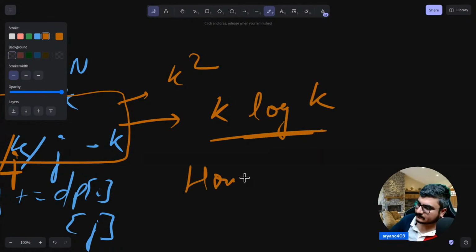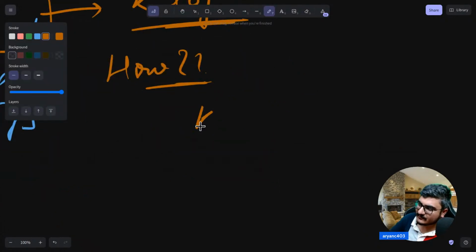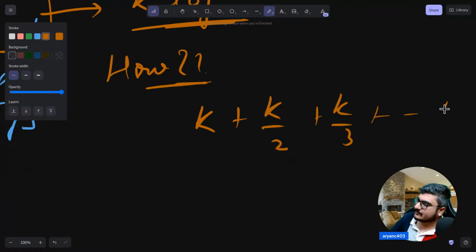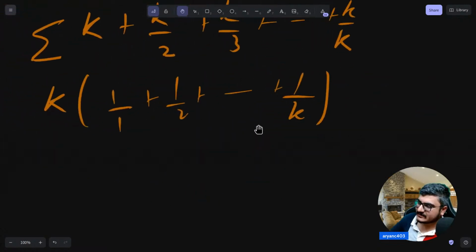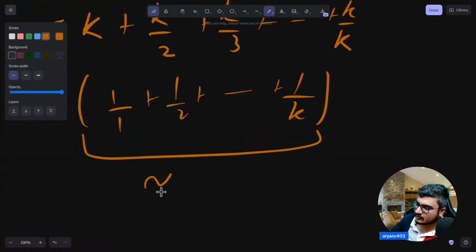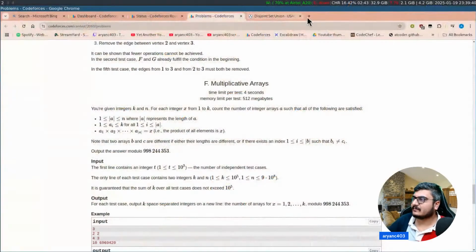Question is how? Instead of just taking it as k, if you look at the first iteration, it would be k times, then k by 2 times, then k by 3 times, up to k divided by k times, right? This is generally known as the harmonic sum. You can put it like this: k times (1 divided by 1 plus 1 divided by 2 up to 1 divided by k). This is the harmonic sum, and this value is approximately equal to log k. There are multiple ways to prove it, but I will end up skimming it.